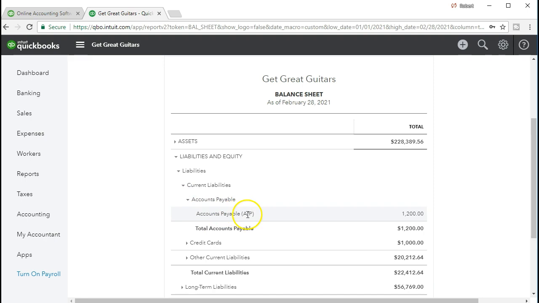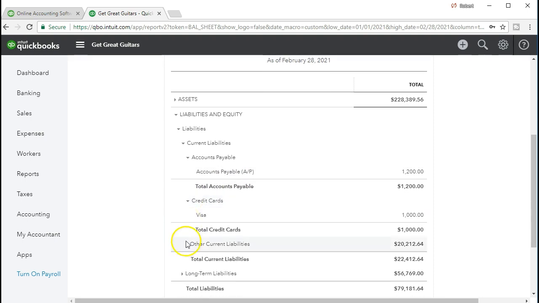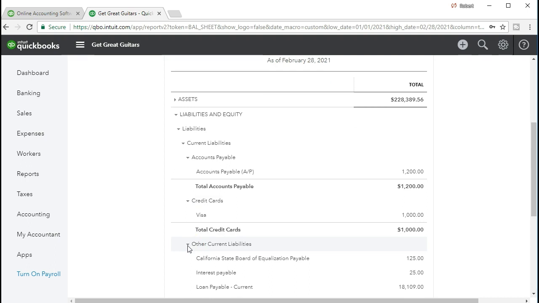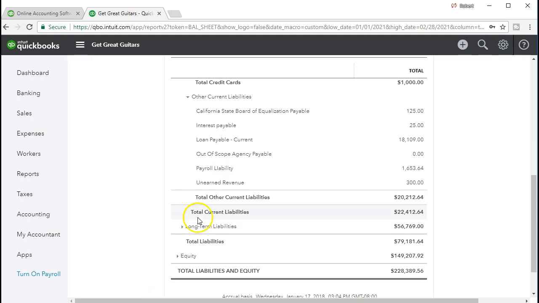So we bought something for a short term and owe it back within like 30 to 60 days. We've got the credit card, which is another type of liability. And then we've got the other current liabilities, which are going to include sales tax, interest payable, loan payable, payroll taxes, unearned revenue. We will go over these more in a later point as we enter the data. We then have the total current liabilities and then long-term liabilities.